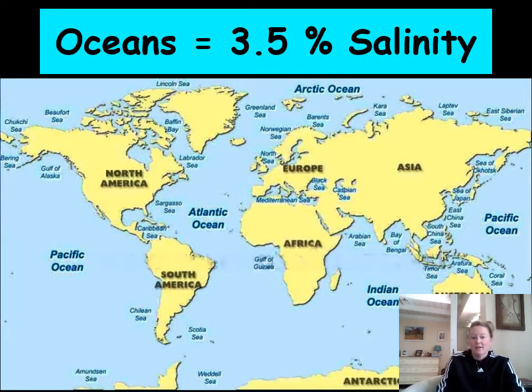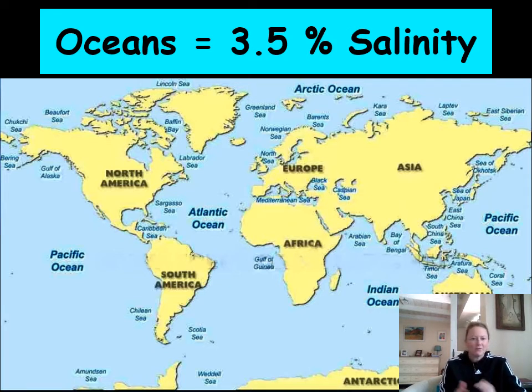Okay, so let's talk about oceans. Oceans are obviously high in salinity, but the salinity isn't that high. It's only 3.5%. What does that mean? That means for every liter of ocean water, there's about 35 grams of salt in that liter. The salt is mainly sodium chloride, but not always.